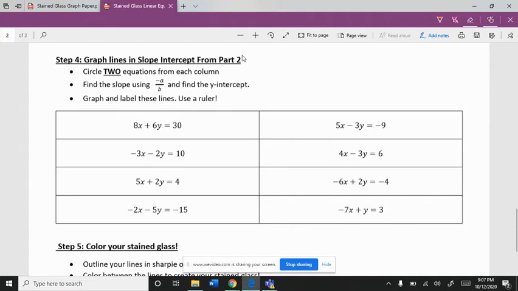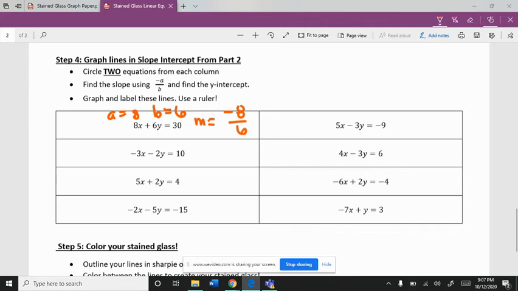So remember, your A is whatever's in front of x, and B is whatever's in front of y. In front of x is 8, so A is going to be 8. And B is going to be 6, because that's what's in front of your y. So if I want to do the opposite of A over B for my slope, the opposite of positive 8 is negative 8, over B, which is 6.